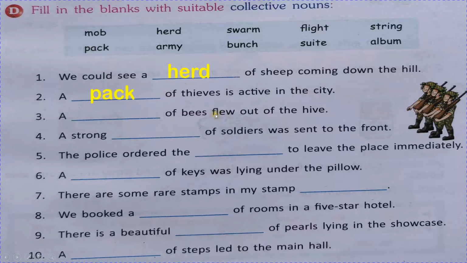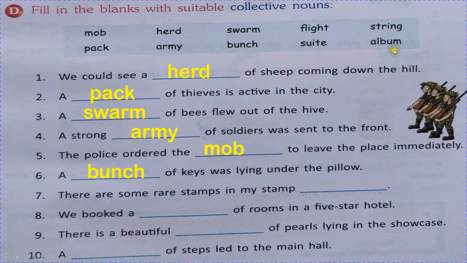A swarm of bees flew out of the hive. So a swarm of bees. A strong army of soldiers was sent to the front. For soldiers, we write an army of soldiers, a strong army of soldiers. The police ordered the mob to leave the place immediately. So yes, mob will go here. A bunch of keys was lying under the pillow. So for keys, what do we write, children? A bunch of keys.